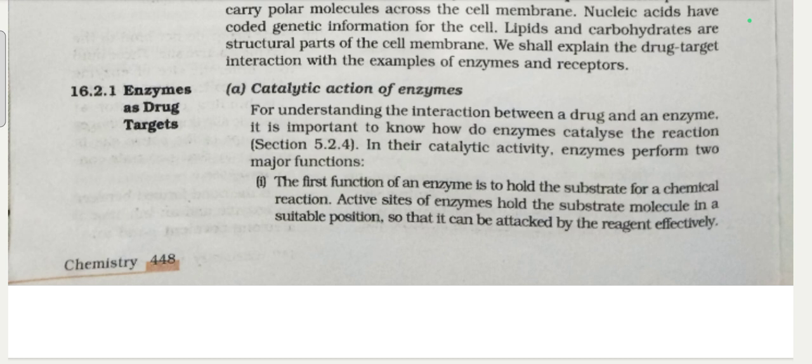For understanding the interaction between a drug and an enzyme, it is important to know how enzymes catalyze the reaction. In their catalytic activity, enzymes perform two major functions. First, the first function of an enzyme is to hold the substrate for a chemical reaction. Active sites of enzymes hold the substrate molecule in a suitable position so that it can be attacked by reagent effectively.